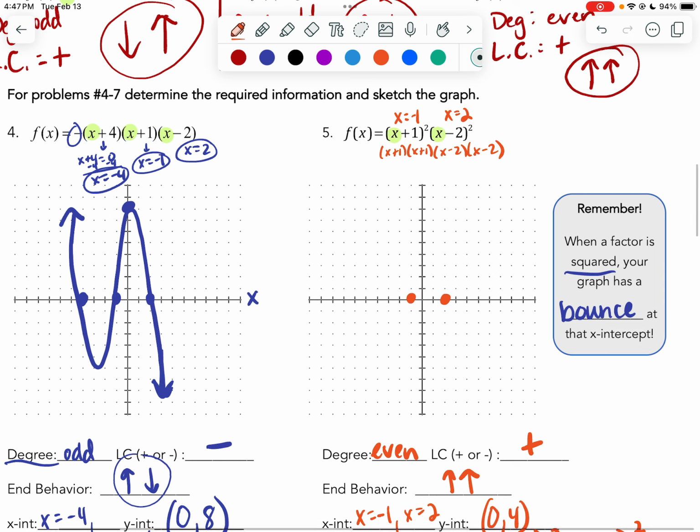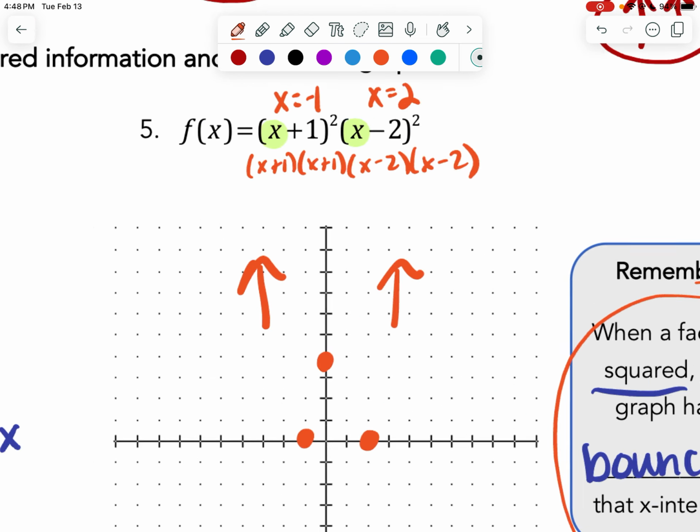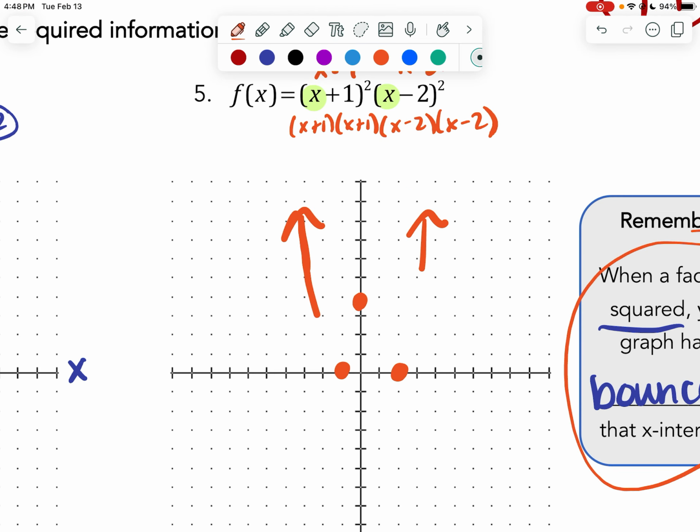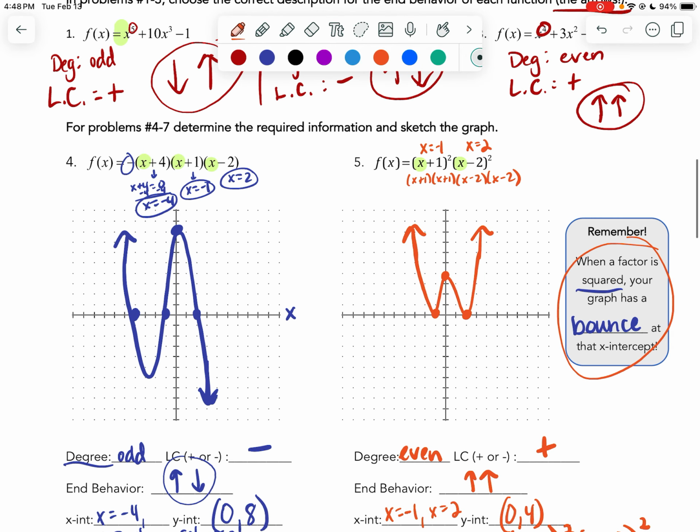Okay, so that's on the y-axis. So I said 2 up arrows, so it's going to be like this and like this. So we have to decide how we're going to connect those. Now we said before when a factor is squared, you have to bounce. So actually both of these are going to bounce. So I'm not going to go through this point. I'm just going to bounce and come back up and bounce and come back up. Right? It's not going to go through either of those. That one kind of looks like a W. Okay?